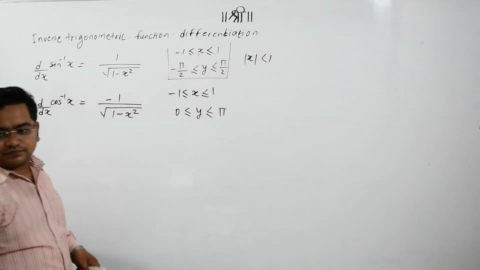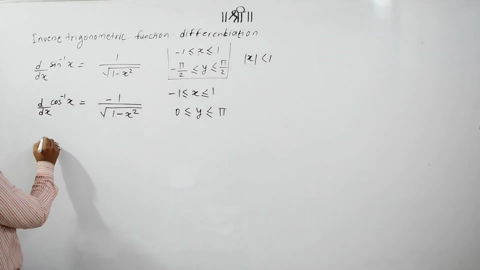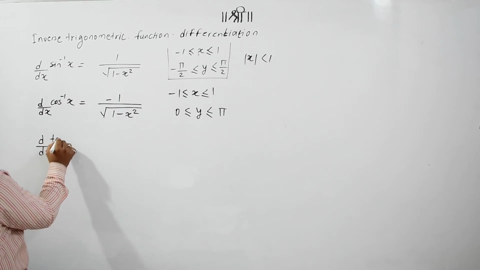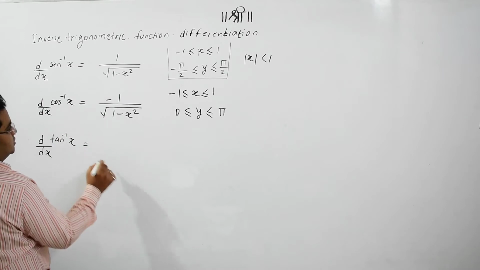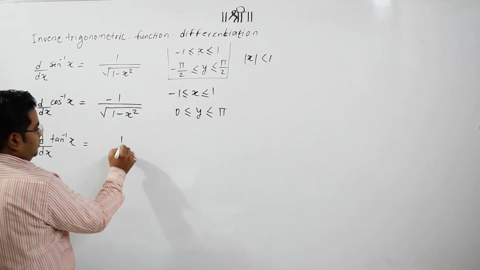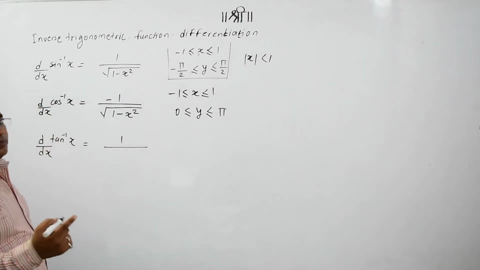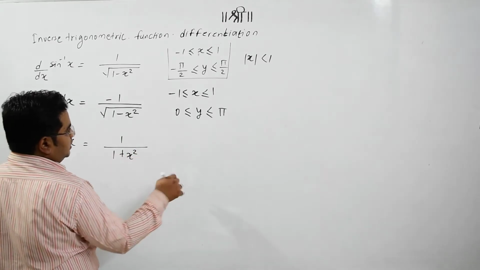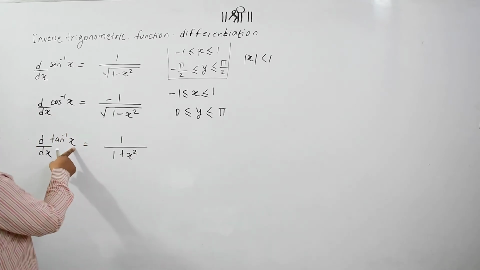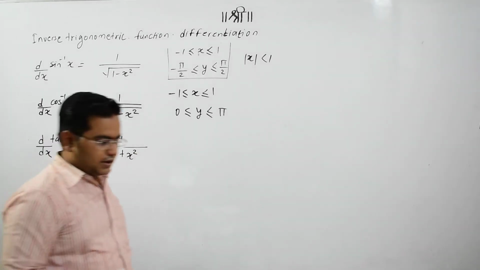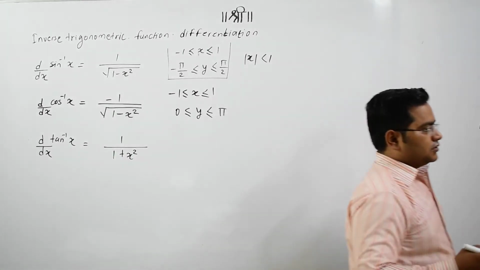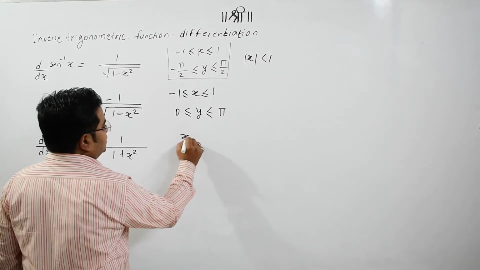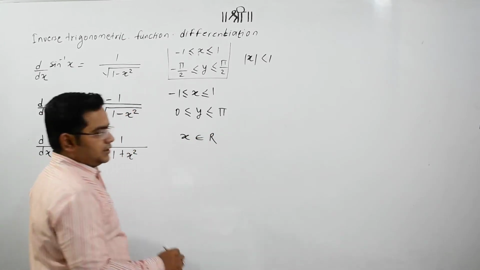Now the next formula is tan. d upon dx of tan inverse of x is equal to, what should it be? 1 upon 1 plus x square. That's simple. And again, what should be the value of x? x should have some particular region. It belongs to the set of real numbers.